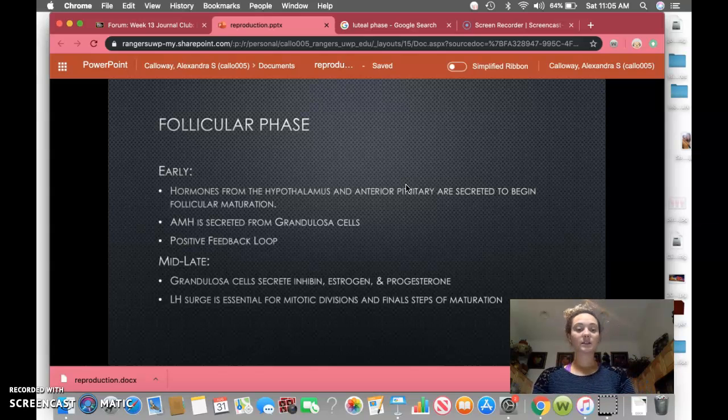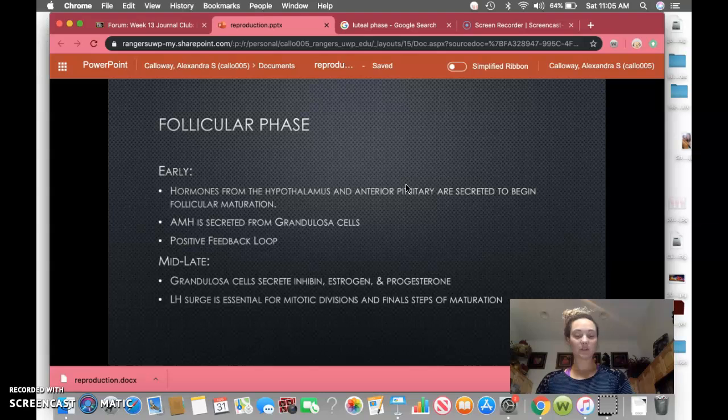We have the follicular phase, and this kind of splits up into an early and a mid-late stage. So in the early phase, hormones from the hypothalamus, so the GnRH, and from the anterior pituitary, so LH and FSH, are secreted and begin follicular maturation. Granulosa cells are also starting to secrete AMH, and like I said before, the function of that is to prevent more recruitment of follicles that will develop.